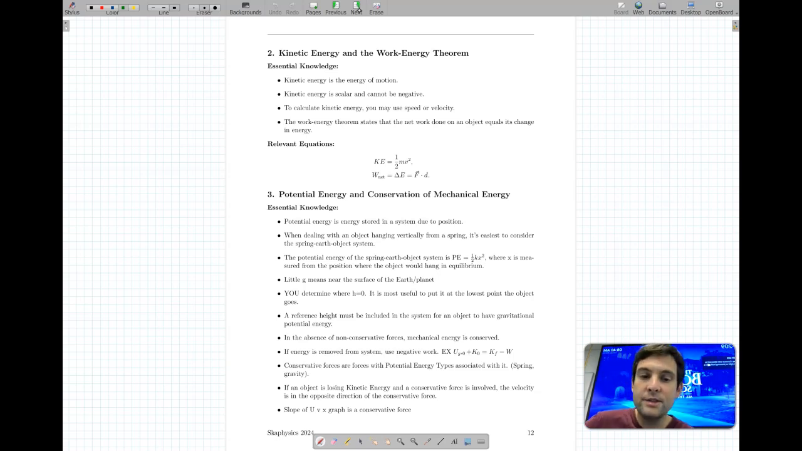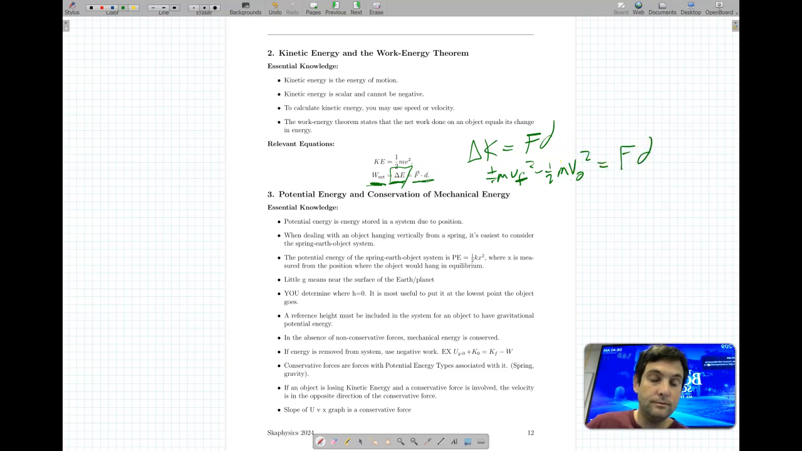The work-energy theorem says the net work done on an object equals its change in energy, which also equals F times d. So here's that bridge happening again. We can see this change in energy. And if it's kinetic energy, delta K equals Fd. So 1/2 m v_f squared minus 1/2 m v naught squared equals Fd. Very useful equation.